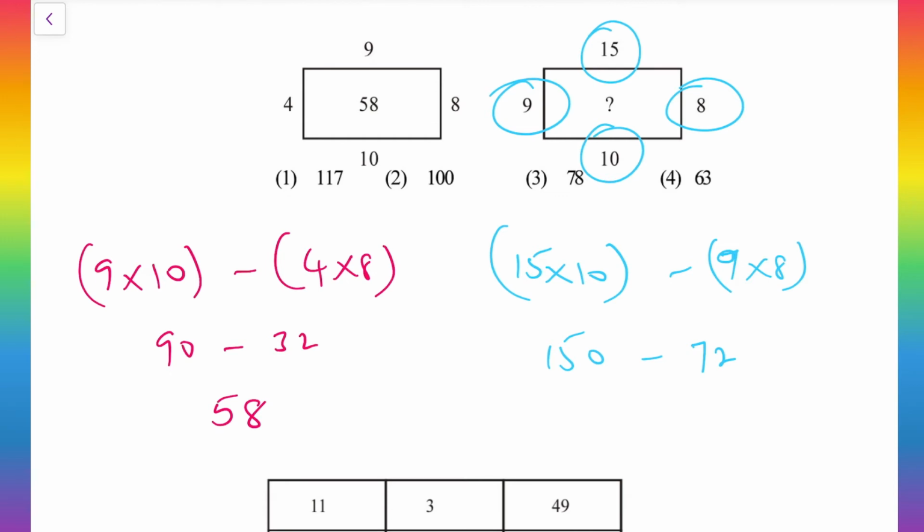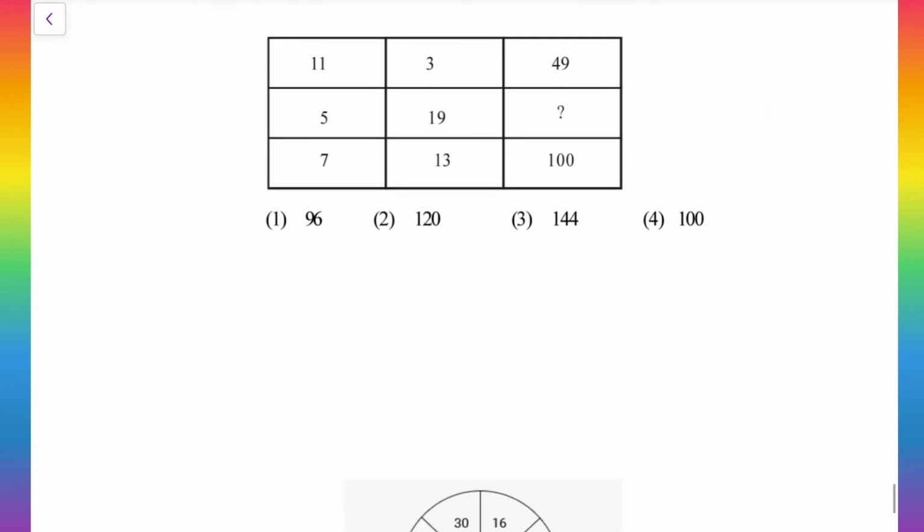So 150 minus 72 is nothing but 78. So the missing number in the figure is 78. Okay, then let's move to the next question. Here, smaller number, bigger, smaller number, here bigger number. So it means according to the row I will go now.